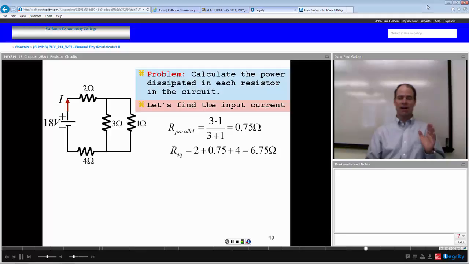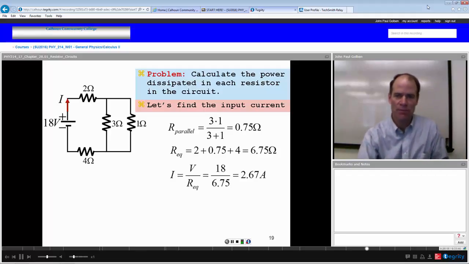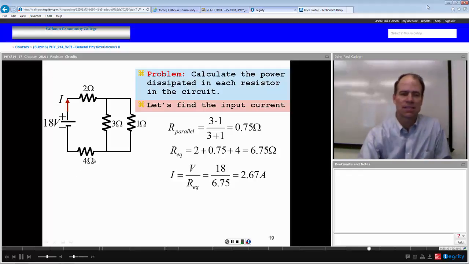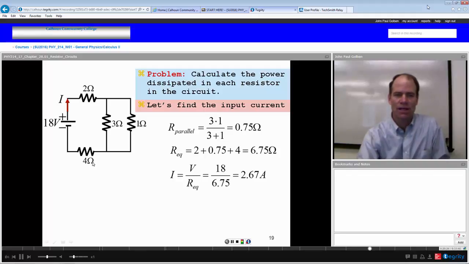Now we calculate the current coming out of the battery. That's the voltage of the battery divided by our equivalent resistance. 18 divided by 6.75 is 2.67 amps. That is the current coming out of the battery. And since the 2 ohms and the 4 ohms are in series with the battery, they have to have that same current going through them.